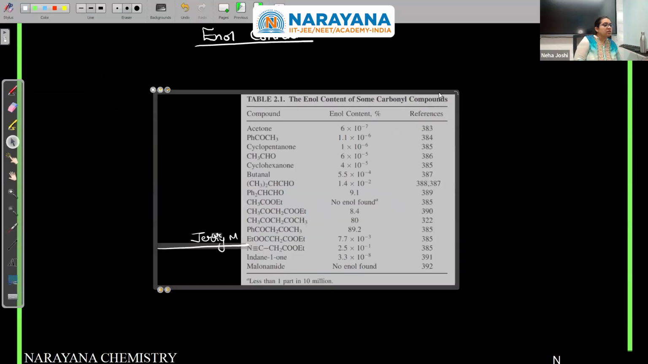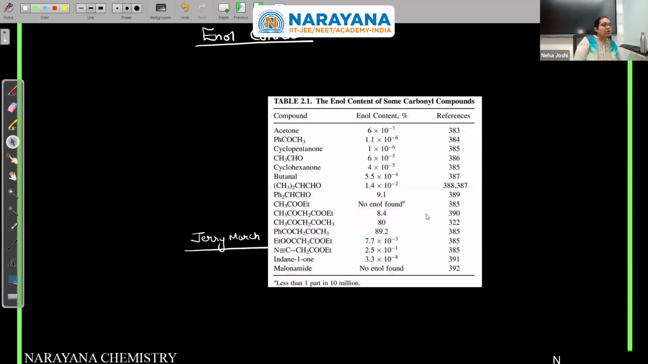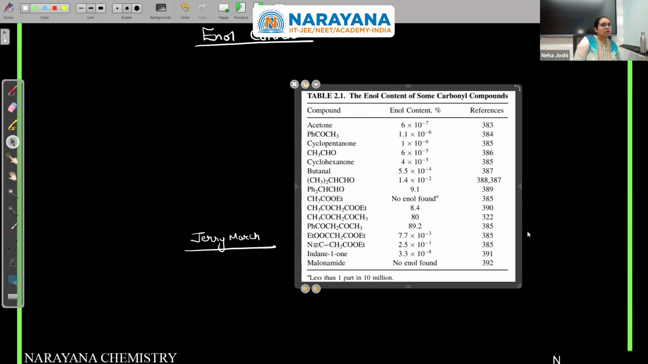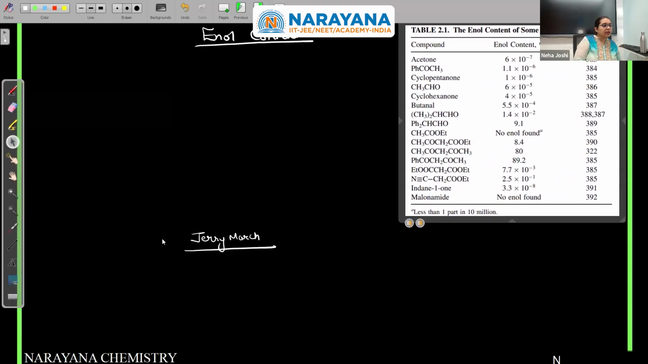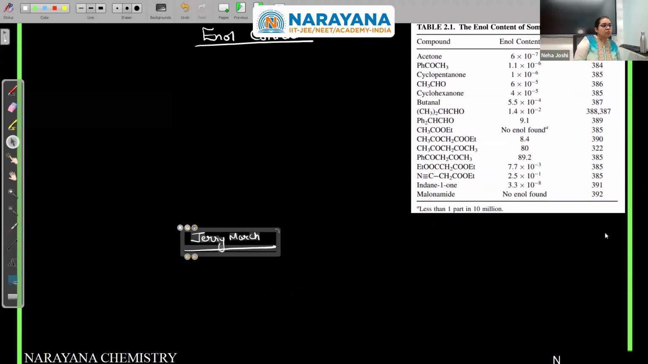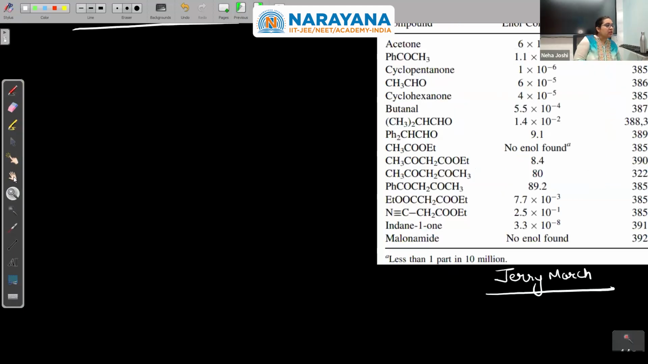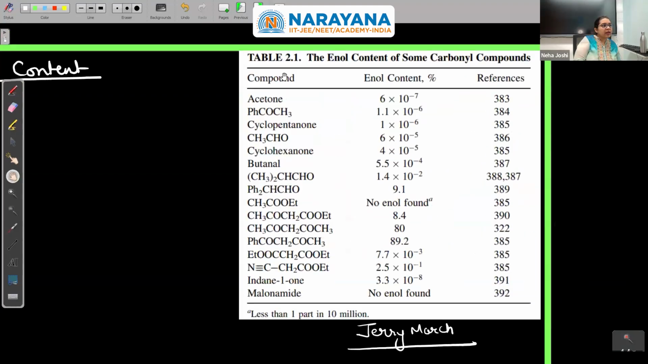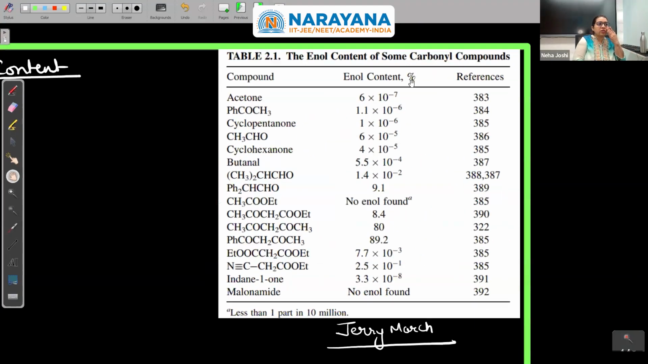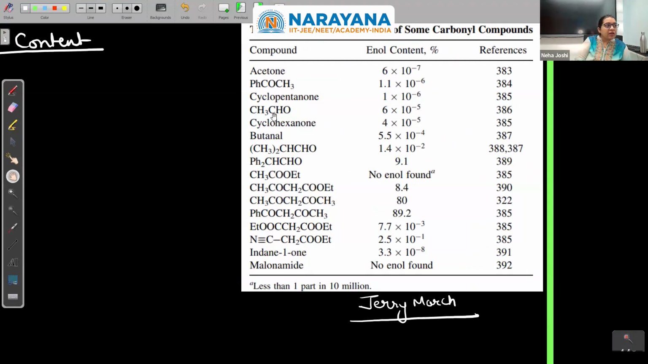Right, this is what I want. So what is the enol content? That is, how much is the percentage of enol at equilibrium? Now see here, acetone has an enol of 6 into 10 to the minus 7, whereas acetaldehyde has 6 into 10 to the minus 5. Okay, cyclohexanone has 4 into 10 to the minus 5.